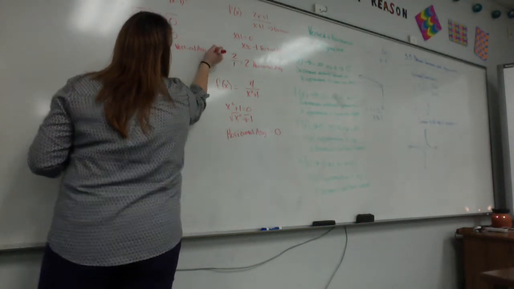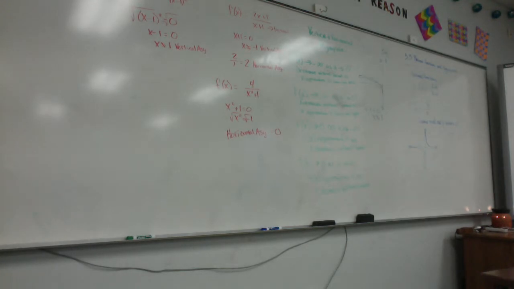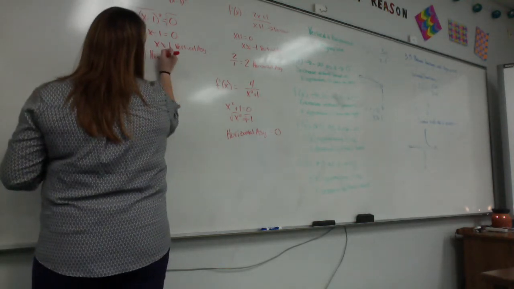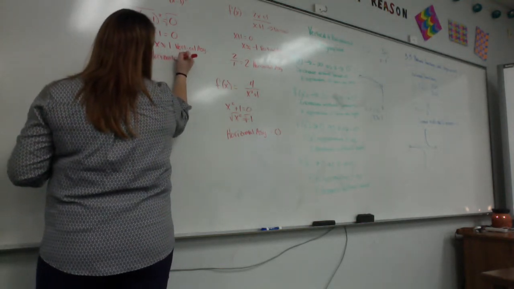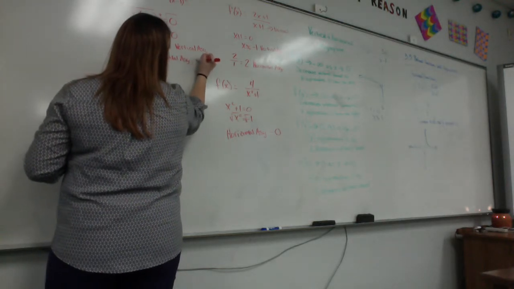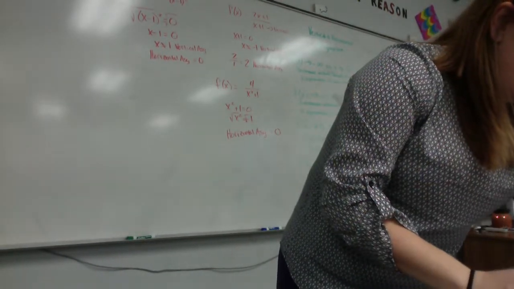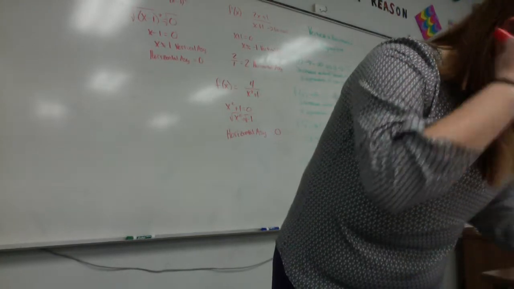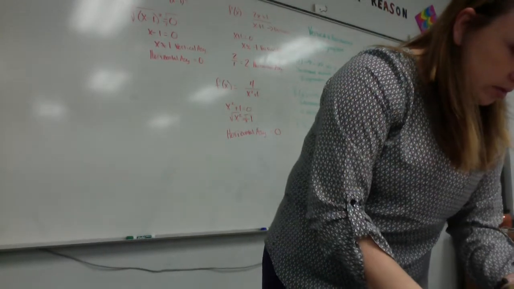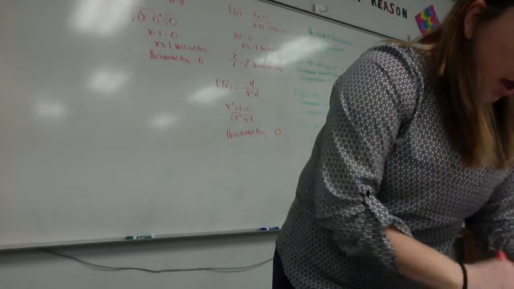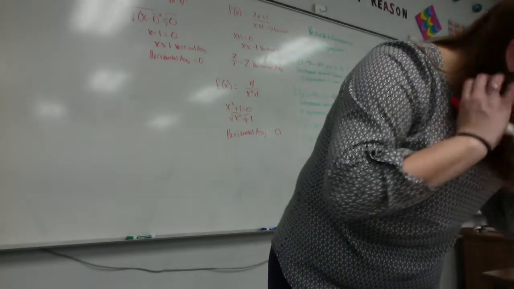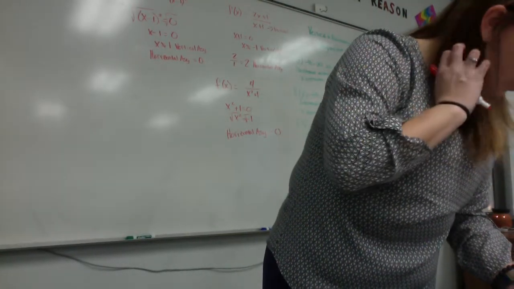Now, is there an x up top? No, so what's your horizontal asymptote? 0. And that's how I'm solving for my vertical and horizontal asymptotes. Okay. Let's look at 2 more, and then we'll do some harder ones tomorrow.